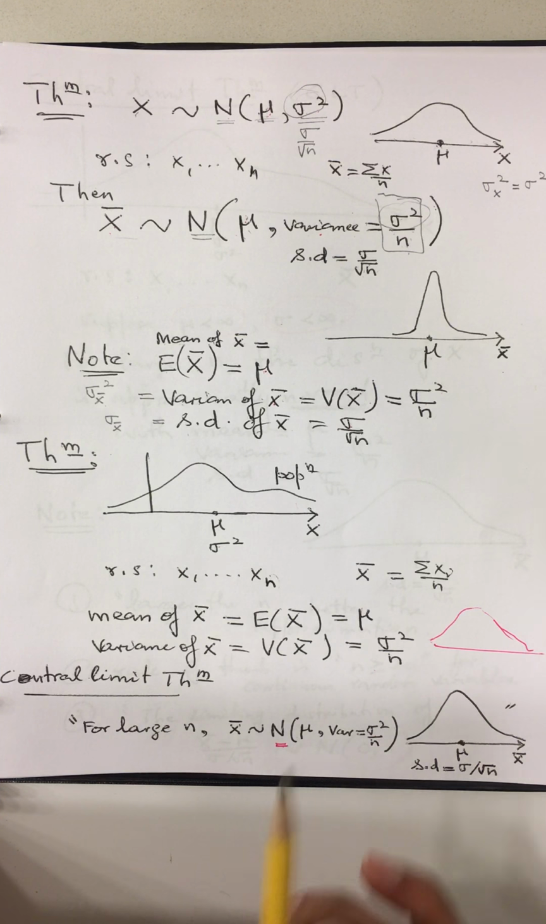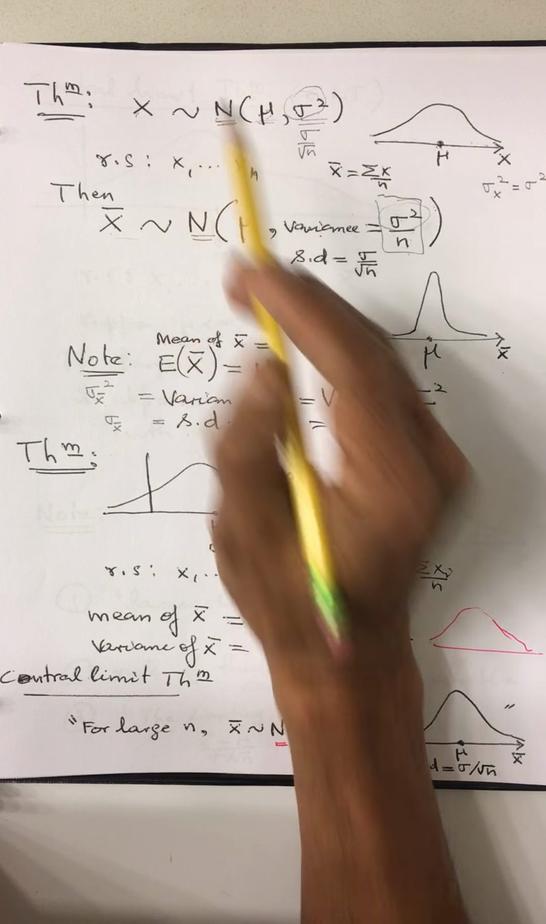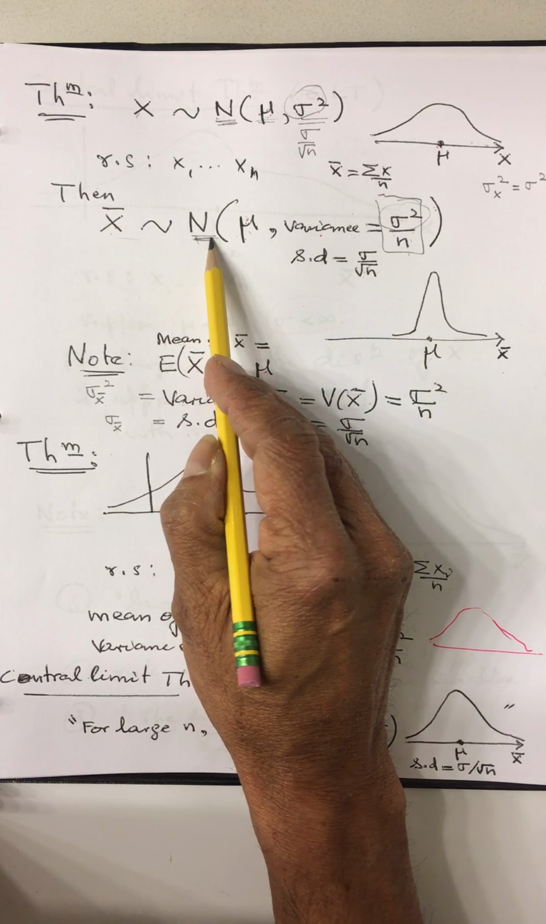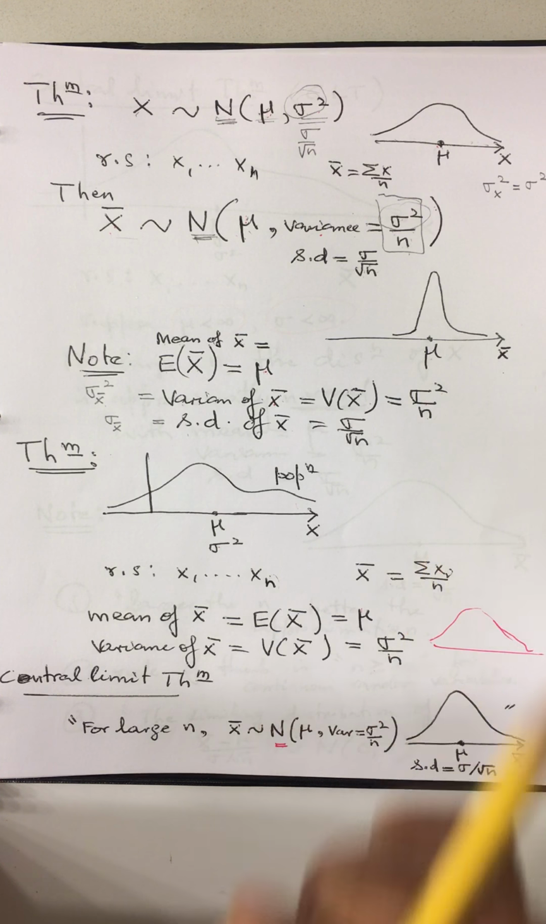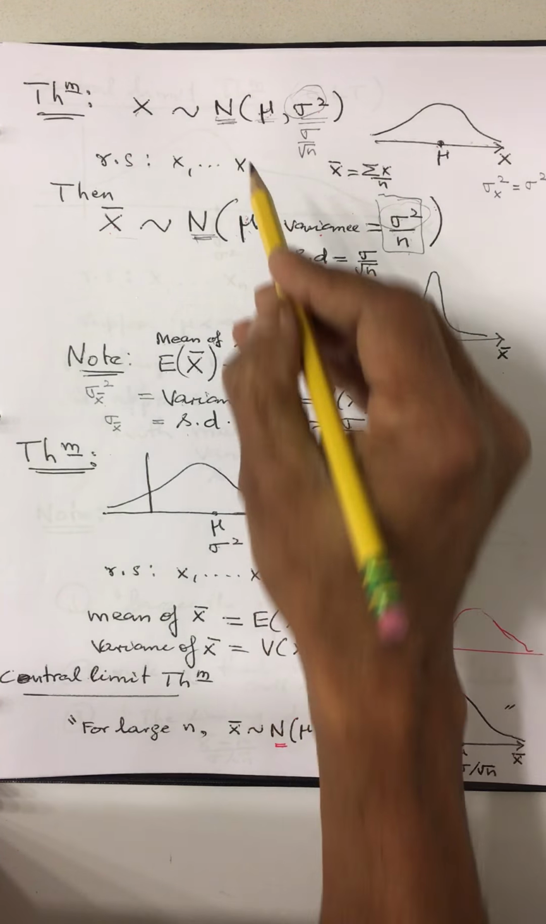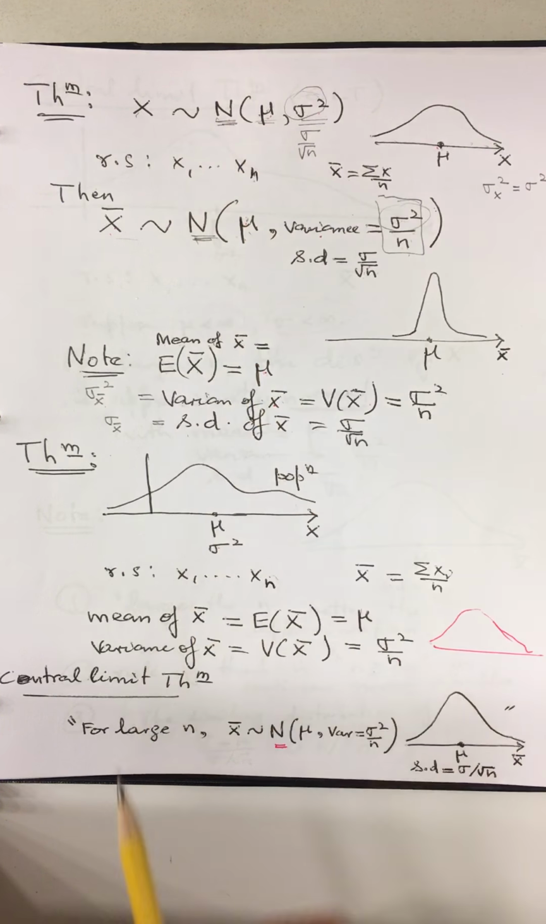So that is the first theorem. Here the condition is that if X is normal, then X bar is normal, regardless of the sample size. n could be 2. Even if you pull a random sample of size 2, X bar still follows a normal curve, because the population is already normal.